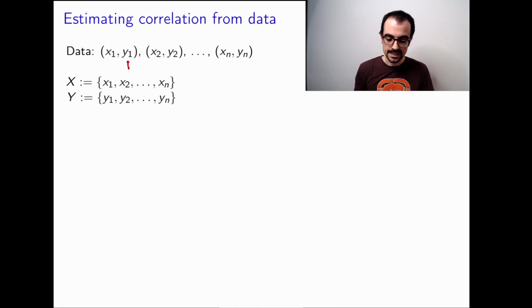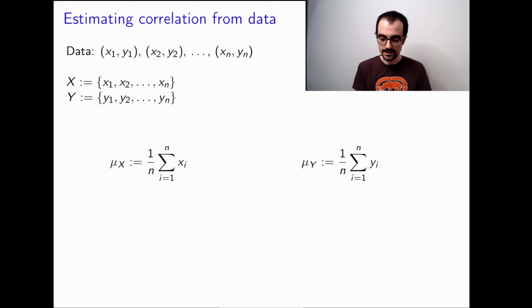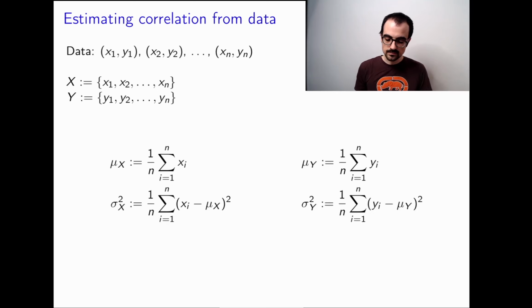All right, so we already know how to compute the sample mean of each of these entries, right? We just sum everything up and divide by n. We already know how to compute the sample variance. We just add everything up and divide by n, or we can divide by n minus 1 if we want the estimate to be unbiased. It doesn't really matter very much.